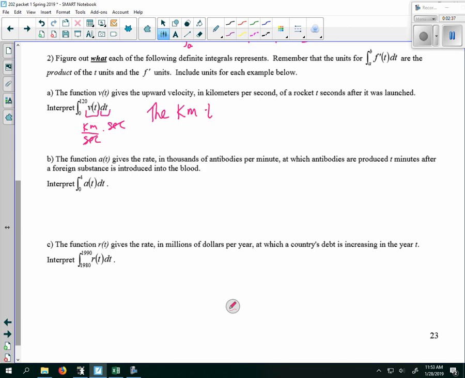The kilometers traveled by the rocket from launch to 120 seconds.